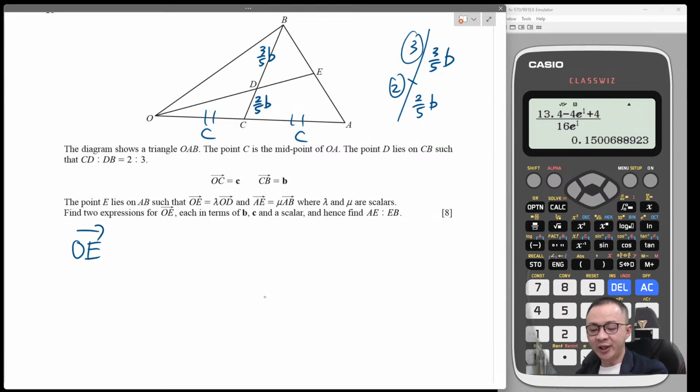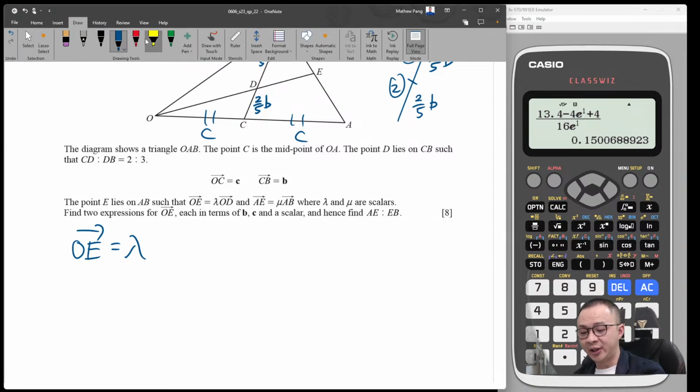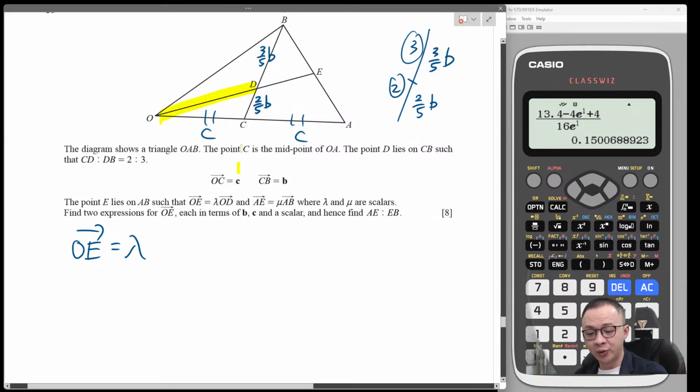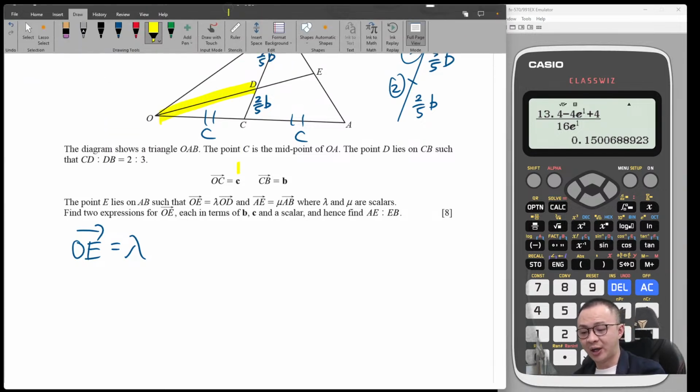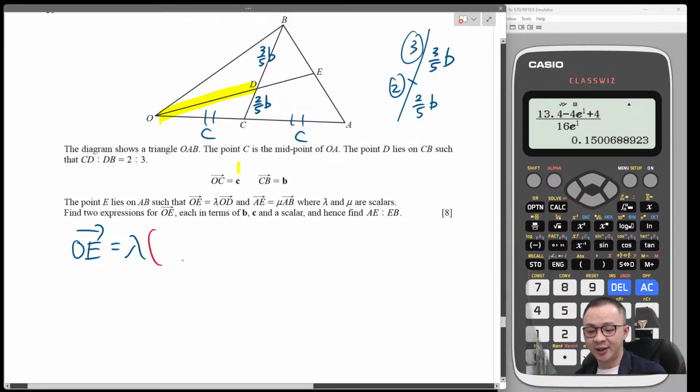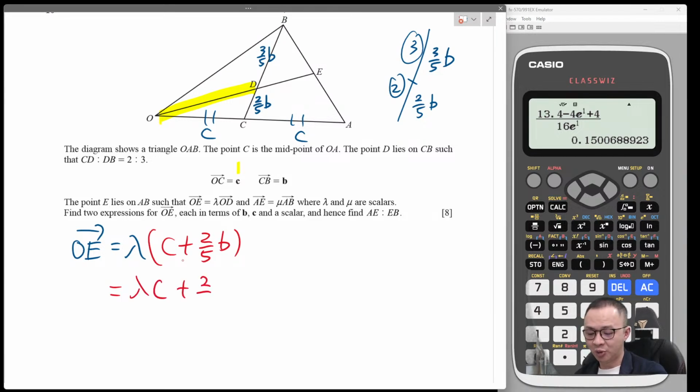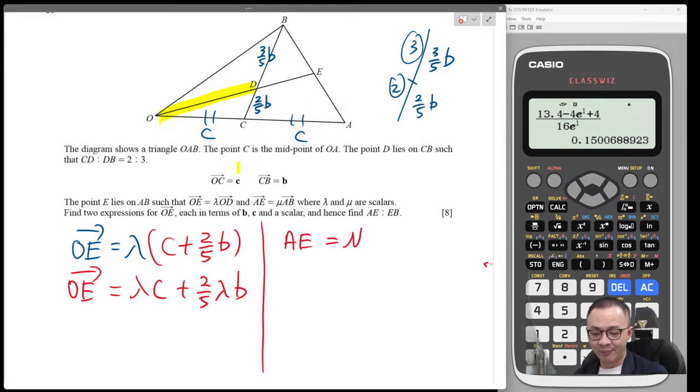Okay, OE equals lambda OD. In order to get the OD, where's my OD? O to D is here. It's quite easy. It's basically c plus 2 over 5b. Done. But I prefer to multiply in now. Okay, lambda c plus 2 over 5 lambda b. This is my OE. Done. And then AE equals mu AB.